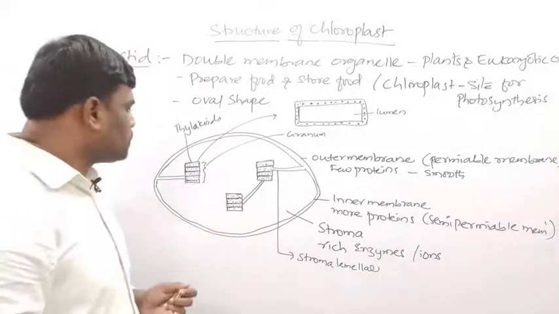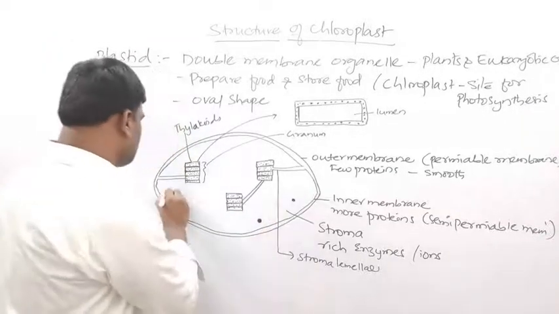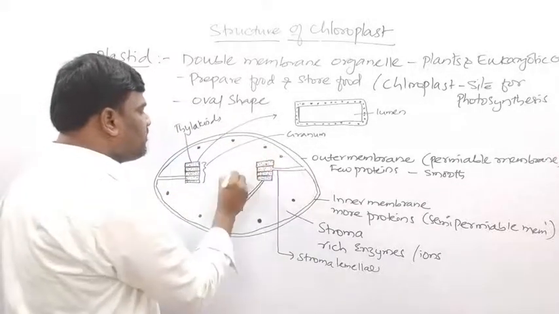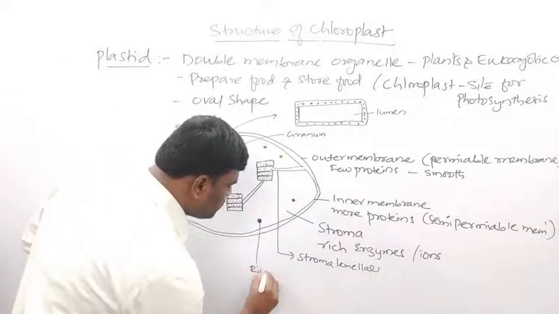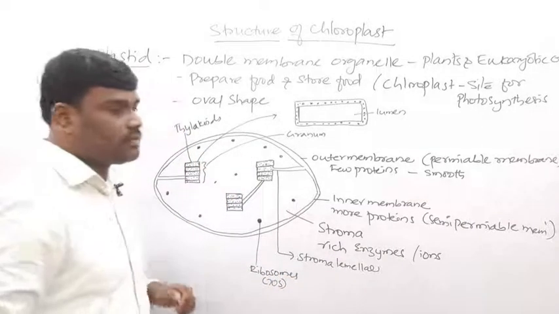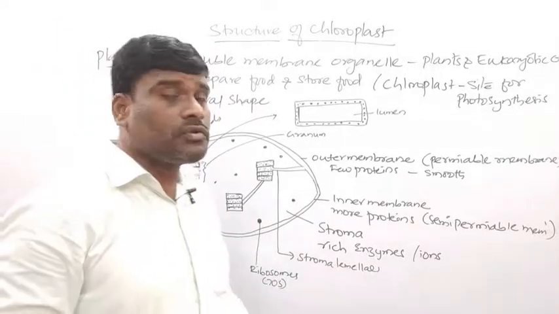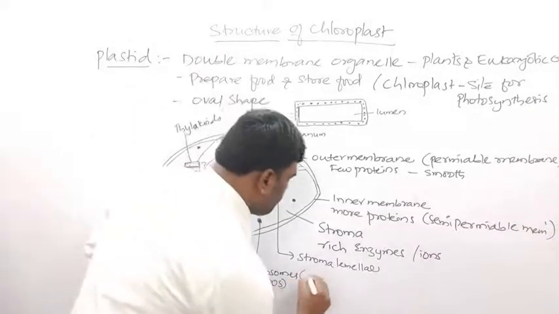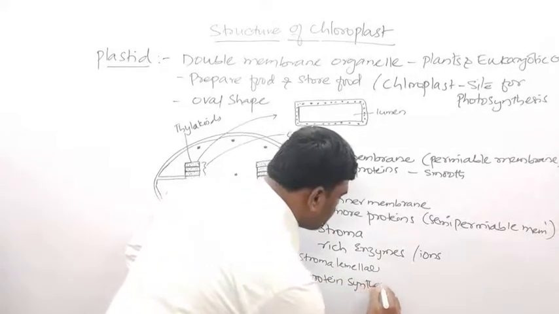And also there are a few structures which are seen in this stroma, children. Let us see that one also. It consists of 70S ribosomes. It also consists of what, children? 70S ribosomes. So they are ribosomes. What type of ribosome? 70S ribosomes. You have already studied in class 9 about the function of these ribosomes, children. The ribosomes' function is protein synthesis.